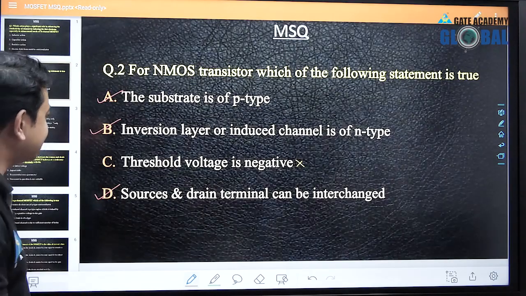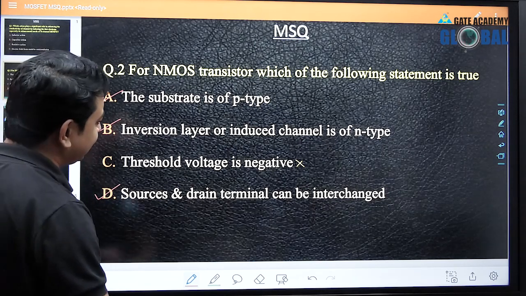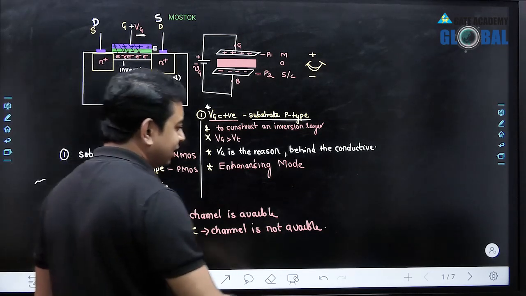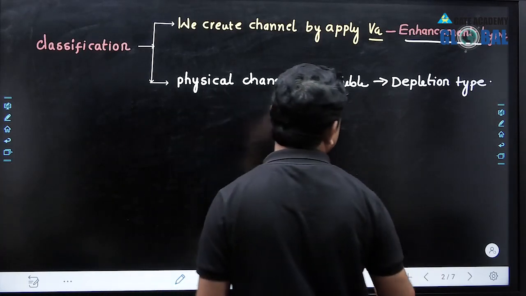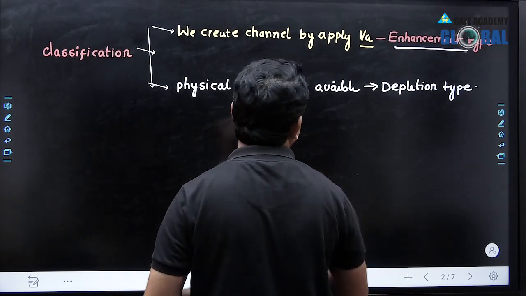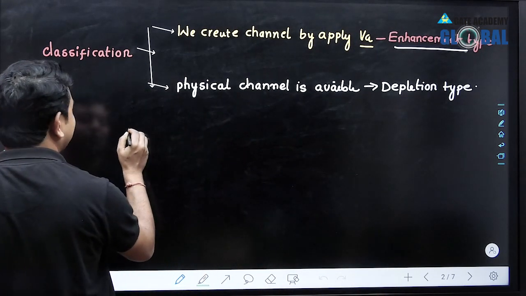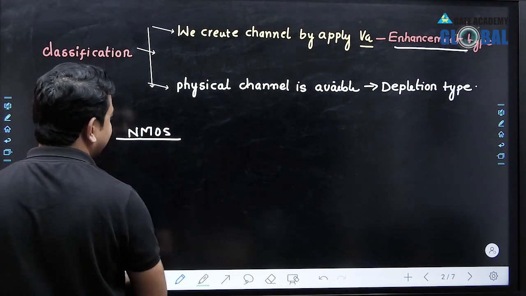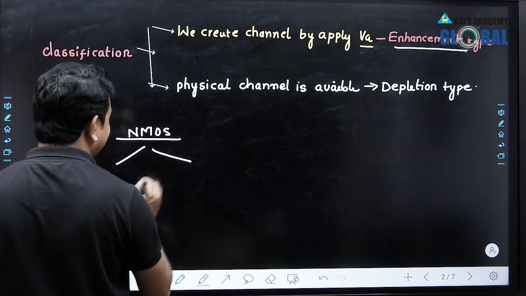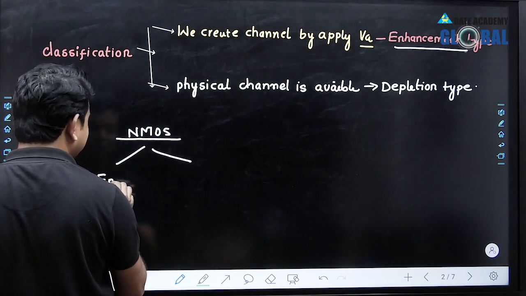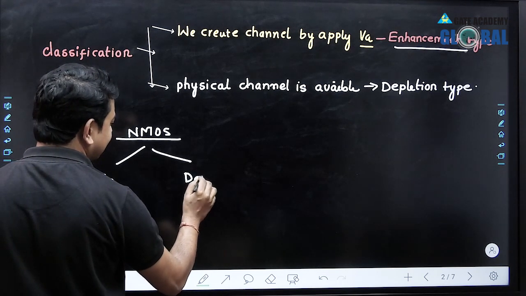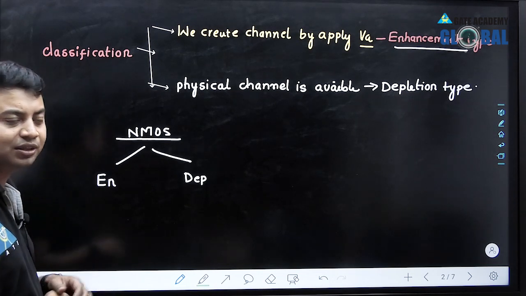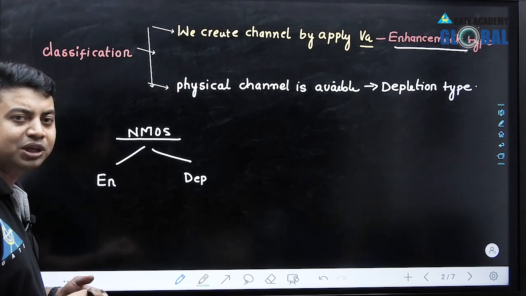Now we are going to analyze the threshold voltage. So the threshold voltage is negative. Why is it written here? Here we just analyze the depletion type and enhancement type MOSFET. I take an NMOS as an example to understand what the threshold voltage is. This NMOS can be of two types, either enhancement type or depletion type. In enhancement type, initially we don't have the channel, we have to create the channel. So only after creating the channel can we get the current.